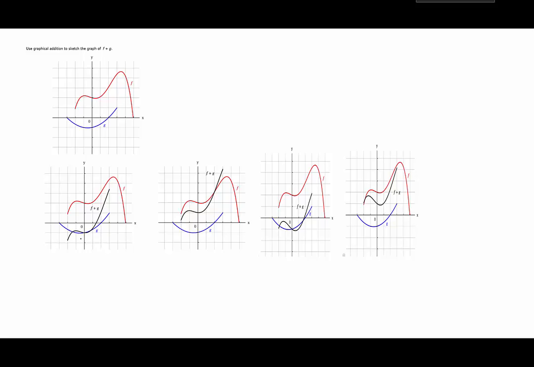Use graphical addition to sketch the graph of f plus g. So f is the red graph and g is the blue graph. Let's notice that f doesn't even exist to the left of where x is -2. In other words, the domain of f goes from -2 to 5.